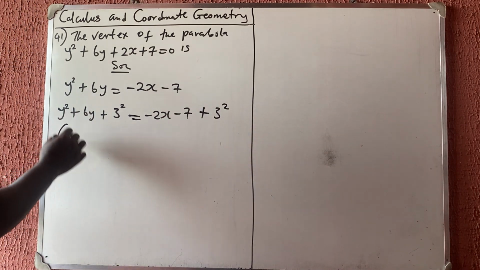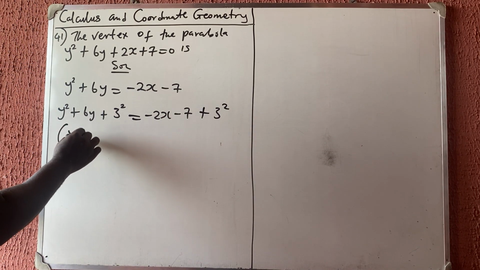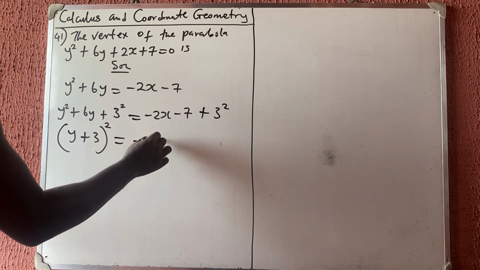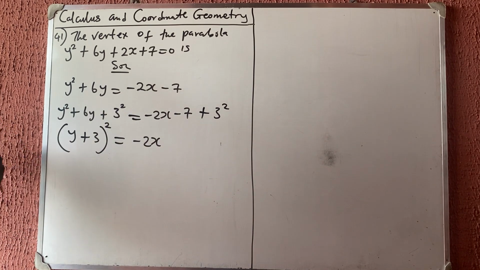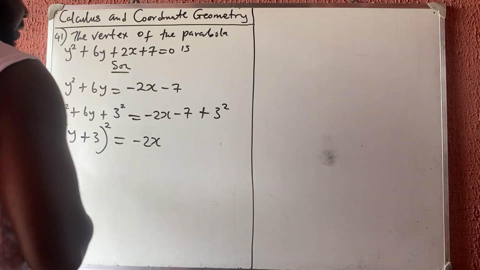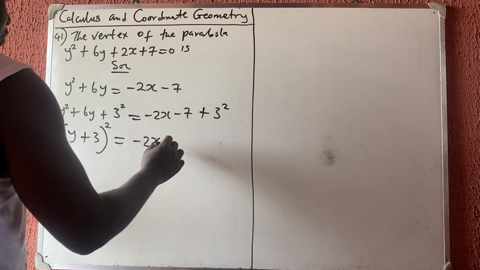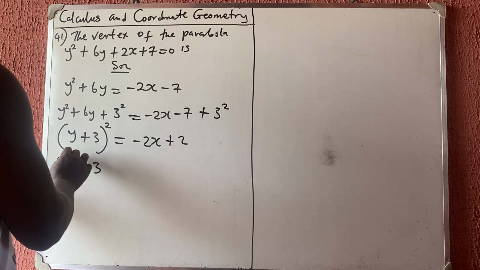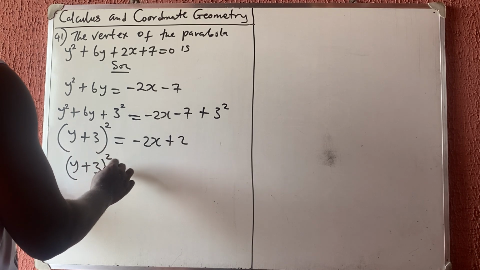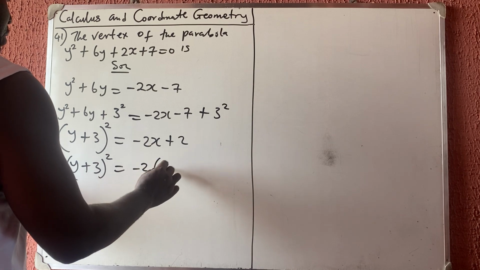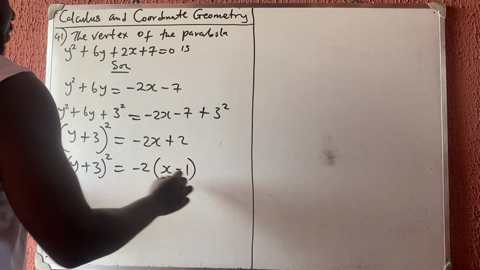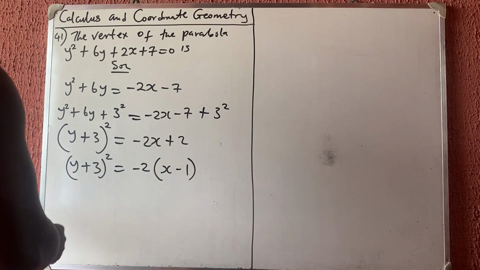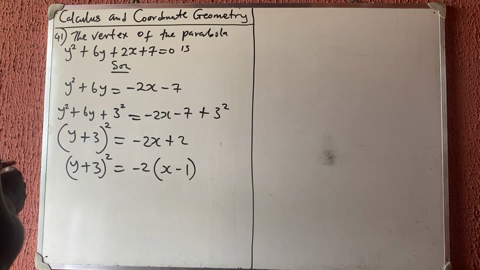So what we have here is y plus 3 all squared is equal to minus 2x, plus 9 minus 7. 9 minus 7 will give you 2. So I have y plus 3 all squared is equal to minus 2 into x minus 1. So minus 2 times this will give you this, and minus 2 times this will give you this. All right. So now we are asked to find the vertex.